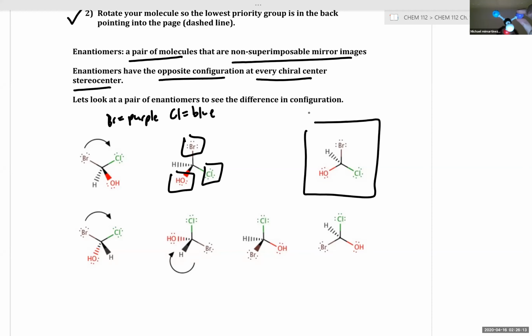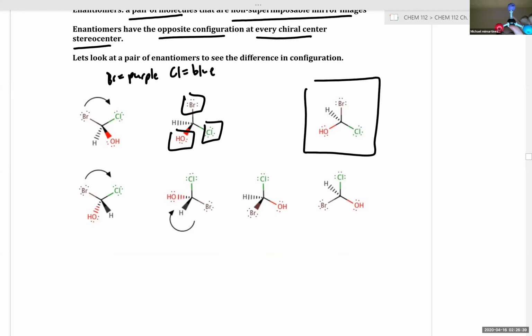Okay, so now we're going to rotate this molecule so our hydrogen's in the back. So we're going to bring our bromine up top. Okay, and now what we're going to do is rotate all of our substituents counterclockwise so our hydrogen's in the back. So now all we have to do is draw what we see. So this is another depiction that we can draw.